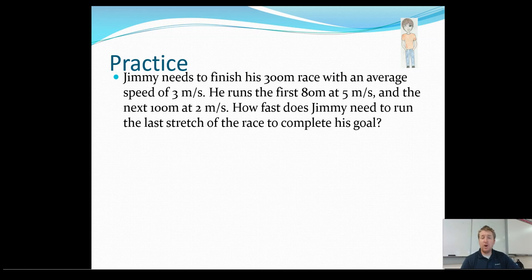Now this one, we know what we need. We need to know how fast, so we're trying to find velocity. That's what we're trying to find. But in order to know how fast, we need to know our distance and we need to know our time. In this case, we know our distance. It's a 300-meter race. But how much time it is, we don't know.